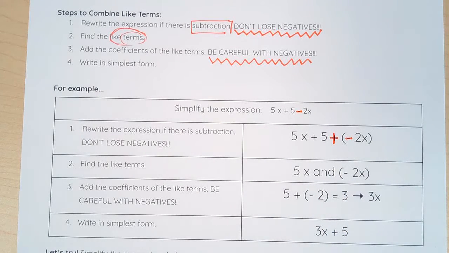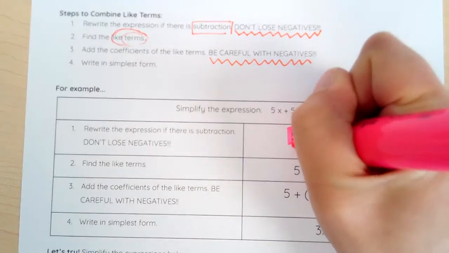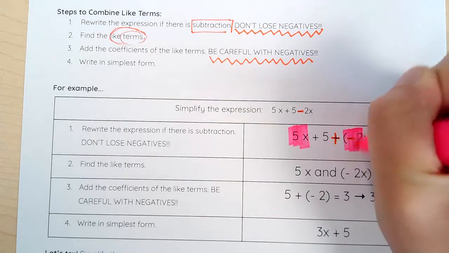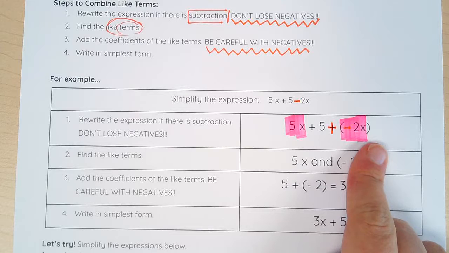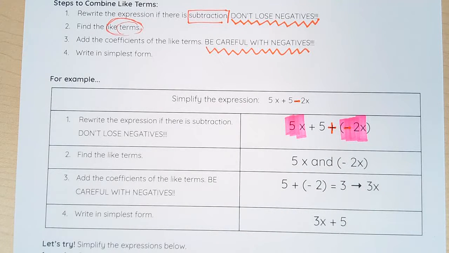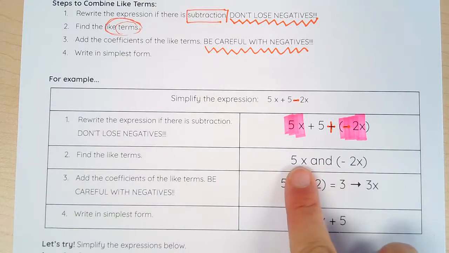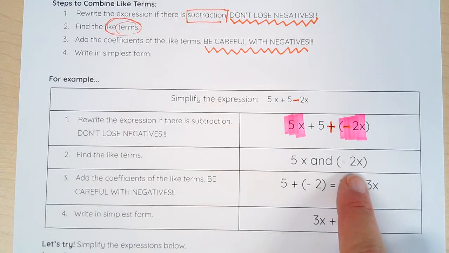Now I take a look. Sometimes I find it helpful to highlight or circle or box, figuring out a way to highlight my like terms. So 5x and negative 2x are like terms. They both have variables of x without any exponents. So those are my like terms, 5x and negative 2x.